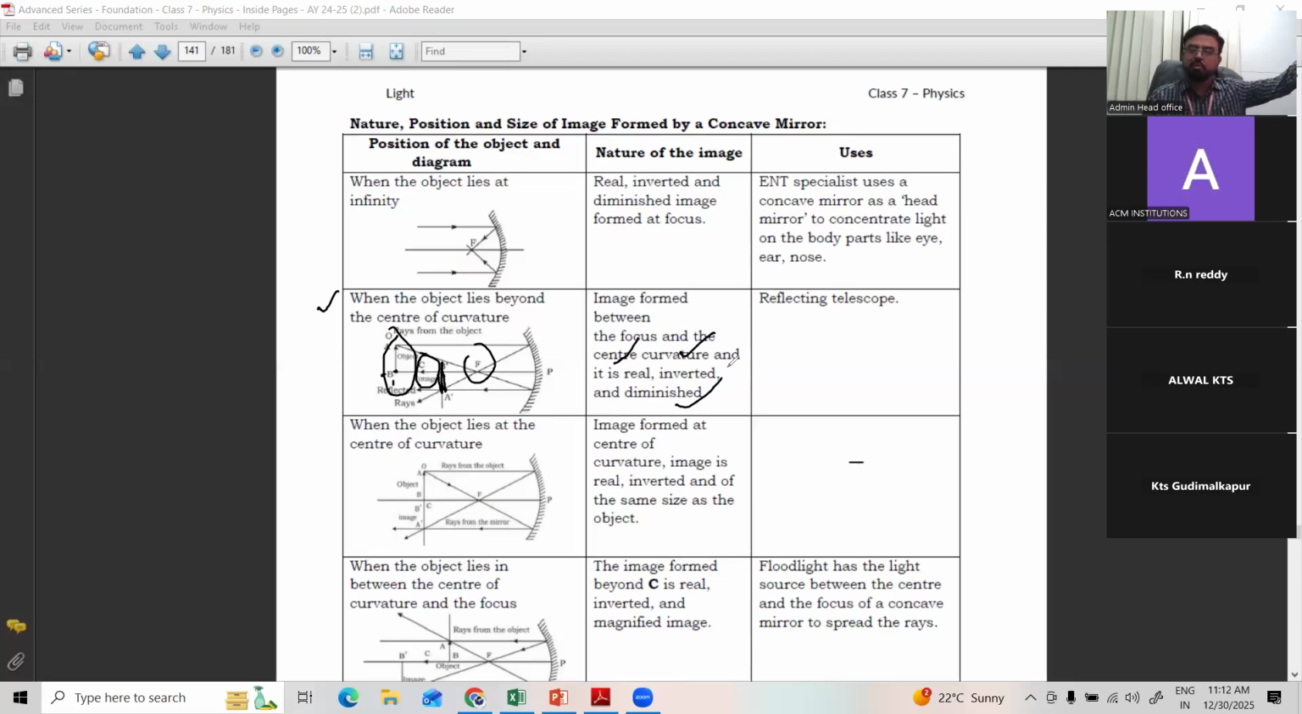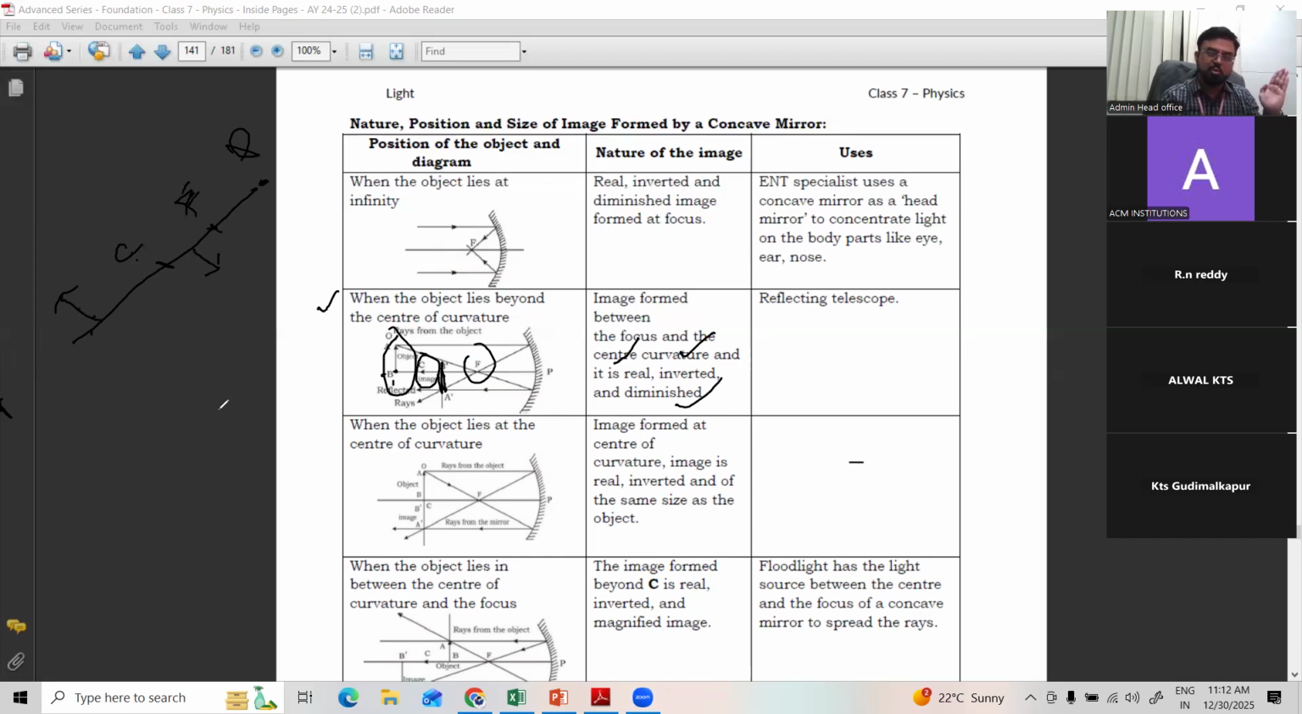Means you came from infinity to beyond the center of curvature. Very important. Let me show clearly. Center of curvature, focus, pole. Behind here, infinity is somewhere here. So the first case is infinity, next is beyond. When you keep the object beyond here, this is the size of the object beyond the center of curvature. So between focus and center of curvature the image is formed. That is an inverted image, and smaller in size. Size is also smaller when compared to the original object.